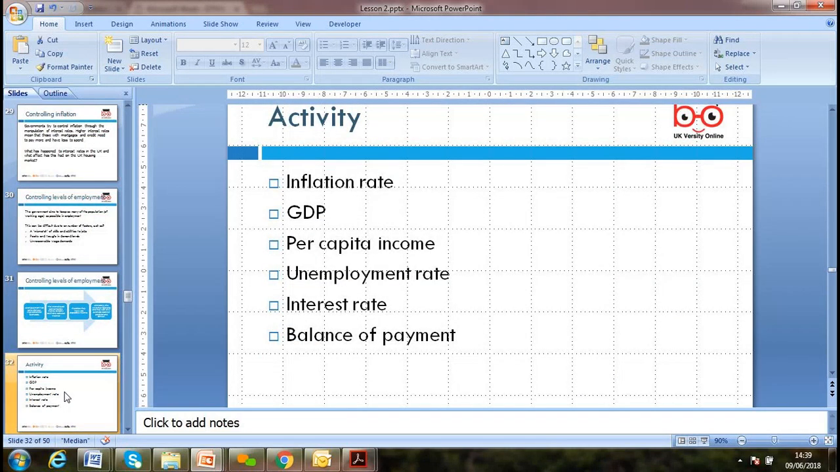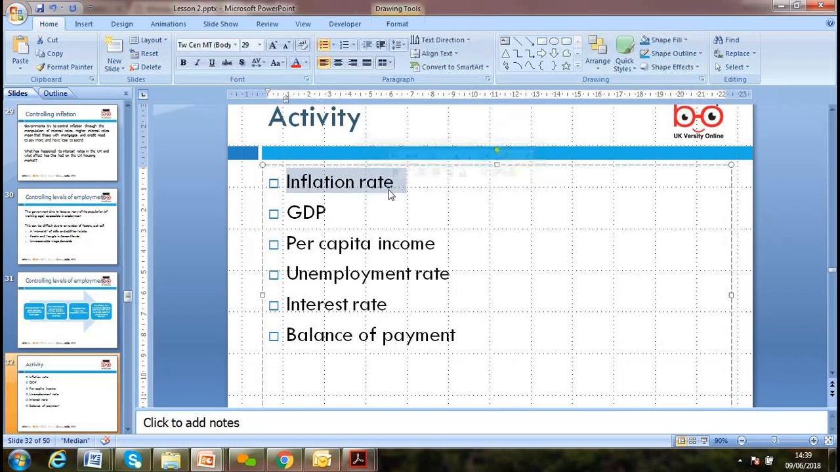Okay, up to the next lesson, I'm giving you this activity. Think about your own country, where you are from, and look at the inflation rate and the GDP. If you can't find it, go to Google and type GDP for, suppose, South Korea according to World Bank data. The World Bank data will give you all the information about any country.